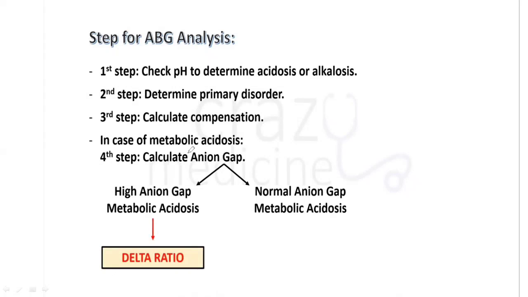After doing that, if it is metabolic acidosis, you have to calculate the anion gap. Now, in case of anion gap, either it will be normal anion gap or high anion gap. In case of high anion gap, if the albumin is given, you will adjust it. And after doing that, you will calculate the delta ratio. Now, what is delta ratio? We will be doing the practice and I will try to make you understand what is delta ratio.